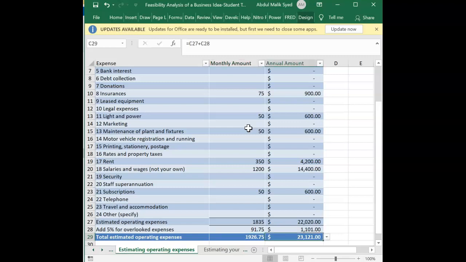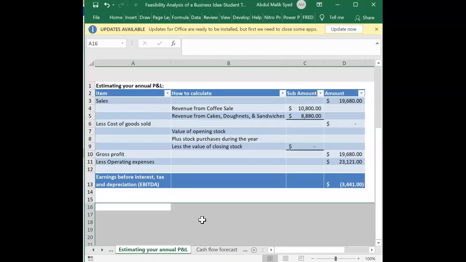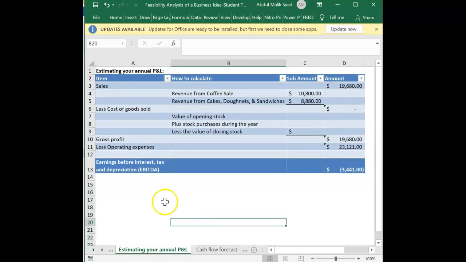So on a yearly basis, our operating expenses are $23,000. These are in dollars, so you can multiply by your Saudi Arabian Riyal conversion rate. Then once you are doing this, we have to talk about estimating your annual profit and loss.